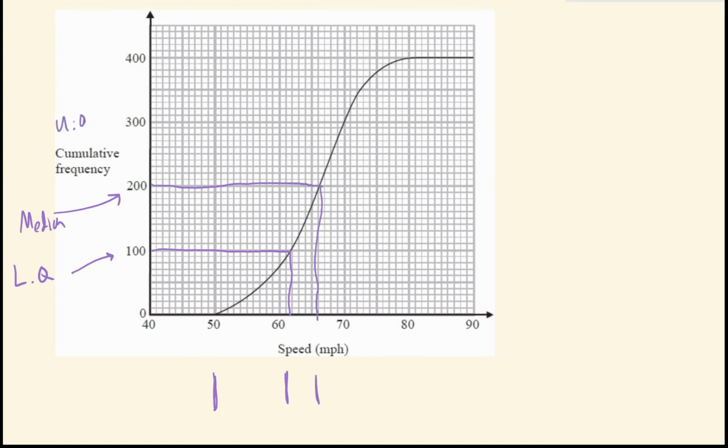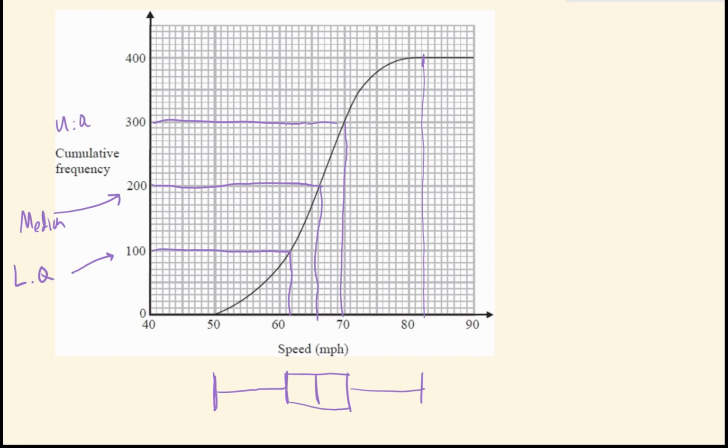Same for the upper quartile, we'll be at 300, because that is 3/4. We go down, and we've also got a maximum. There's sometimes, in estimation work, I'm going to say it looks to me to be about there for the maximum. So let's drag that line down, and that's my max. And that's basically all you need to know about cumulative frequency graphs.